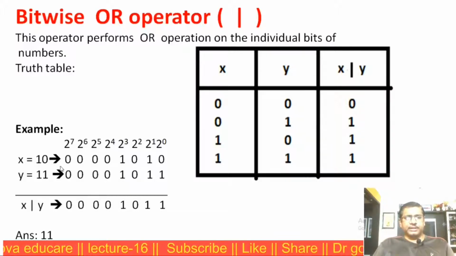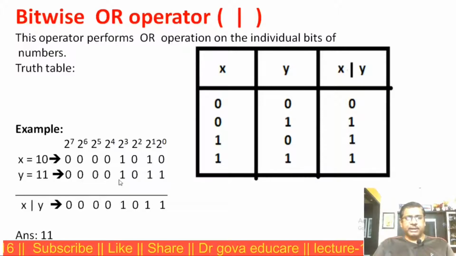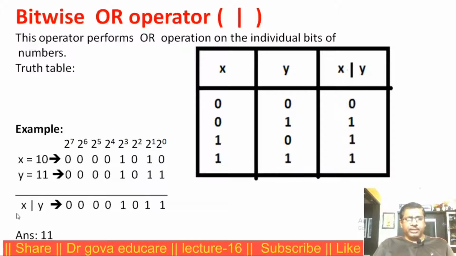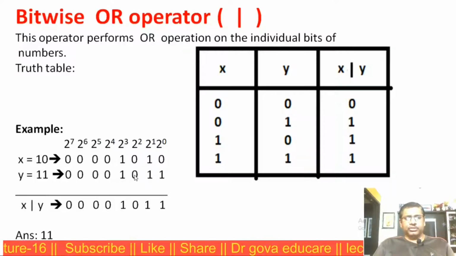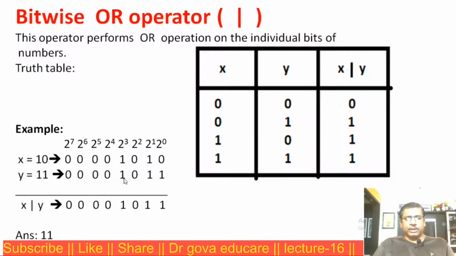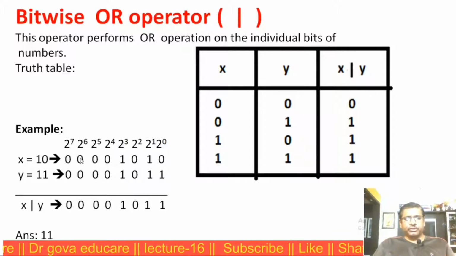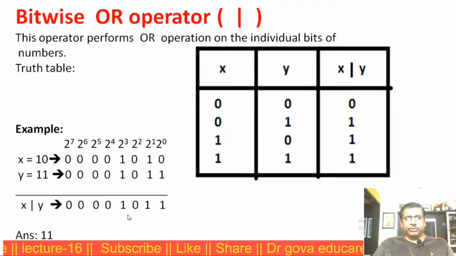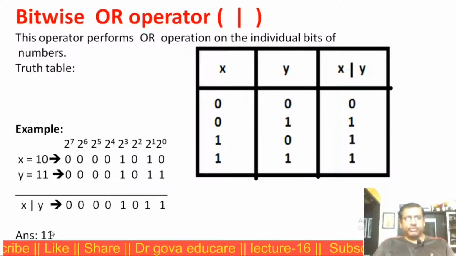X equal to 10, 8-bit binary representation. Y equal to 11, 8-bit binary representation. We are performing OR operation, that is X or Y. 0 or 1, 1. 1 or 1, 1. 0 or 0, 0. 1 or 1, 1. 0 or 0, 0, and the remaining bits 0 or 0, 0, which is equivalent to 11 in the decimal form.